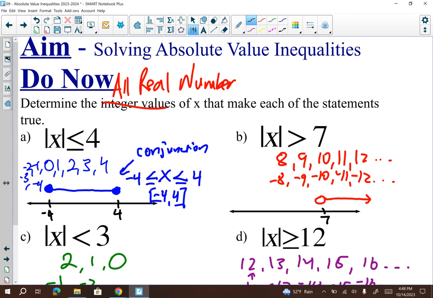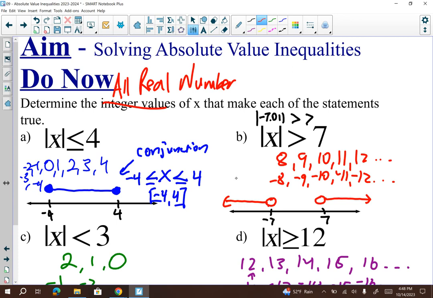Likewise with the negatives, we've got -8, -9, -10, -11, -12. When we talk about all real numbers, we can use decimals, numbers really close to -7, like -7.01, because that's going to be positive 7.01, which is going to be greater than 7. So we're going to show that on the number line as -7 with an open circle, and we're going to shade to the left to include that -8, -9, -10, -11, -12, and so on towards negative infinity.